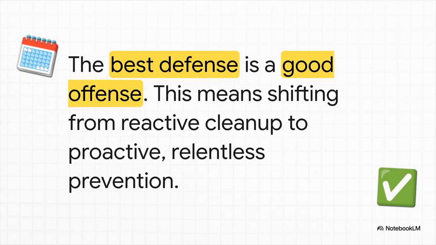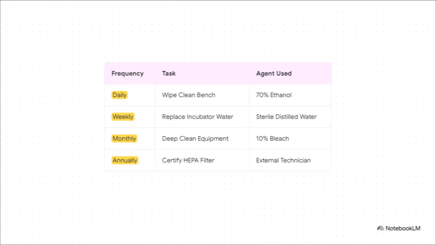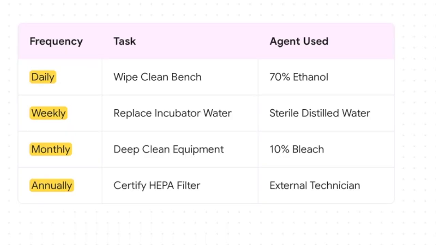But remember that the breach protocol that we just went through is the last resort. The real goal is to stop a breach from ever happening. That means shifting your entire mindset from reactive cleanup to proactive, relentless prevention through rigorous daily, weekly, and annual maintenance. So that brings us to fortifying the defenses.